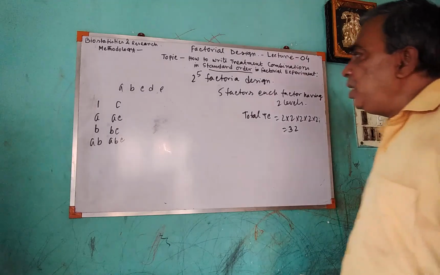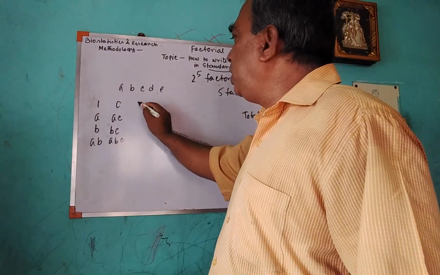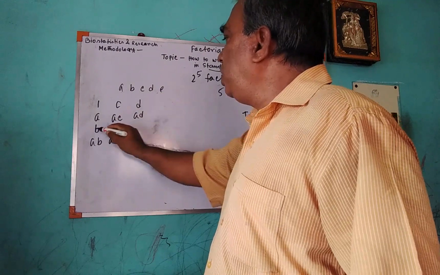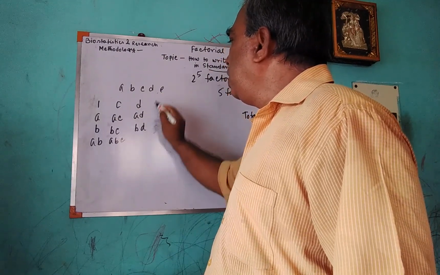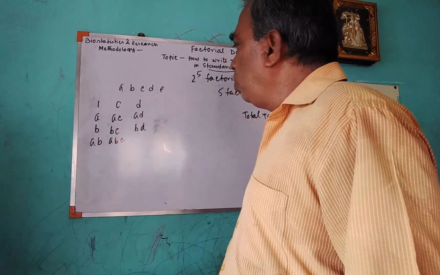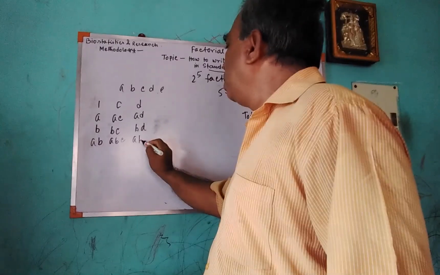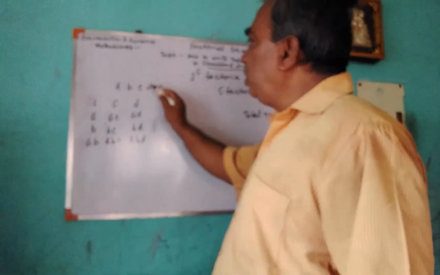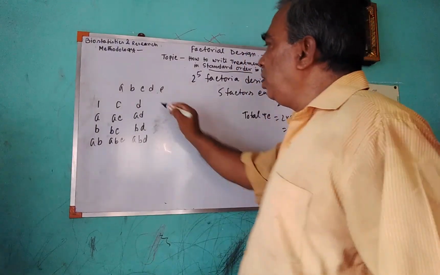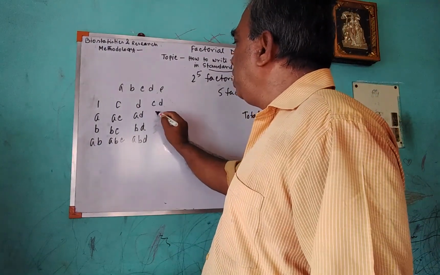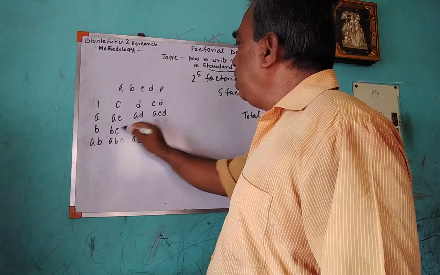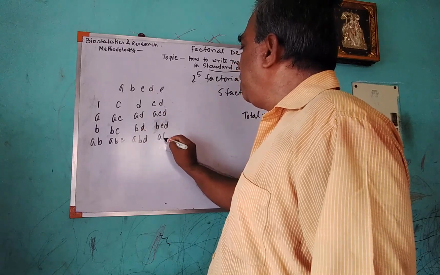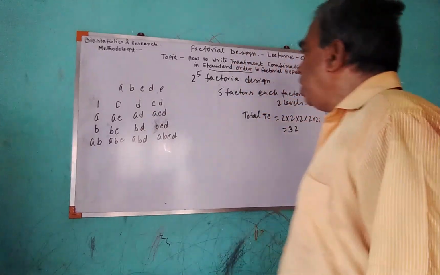Now multiply by the D factor. D into 1, that is D. D into A, that is AD. D into B, that is BD. D into AB, that is ABD. Then D with this: CD, ACD, BCD, and ABCD.